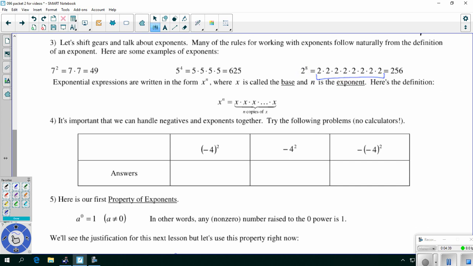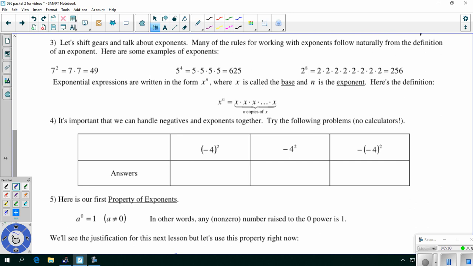Exponential expressions are written in the form x to the n, where x is called the base. So the base is that number down there, and then n is called the exponent. That's the number up there. Number 4, it's important we can handle negatives and exponents together. Try the following problems, no calculators.